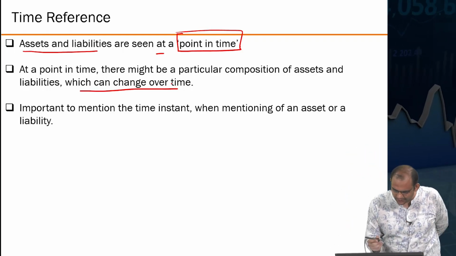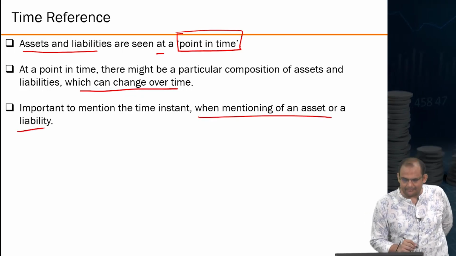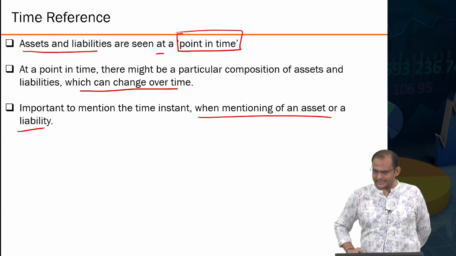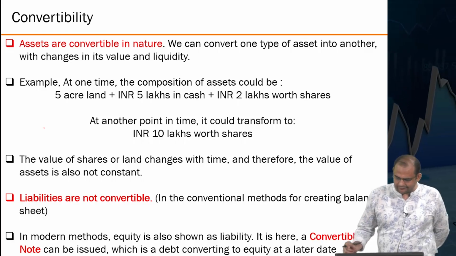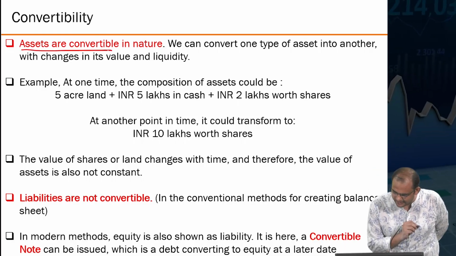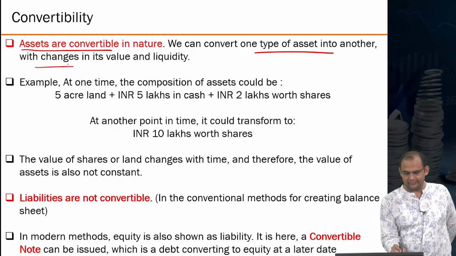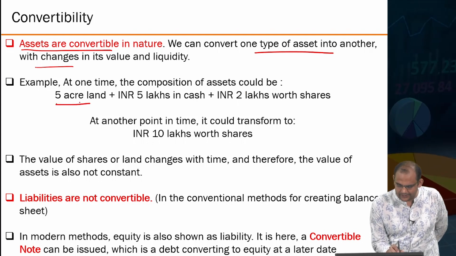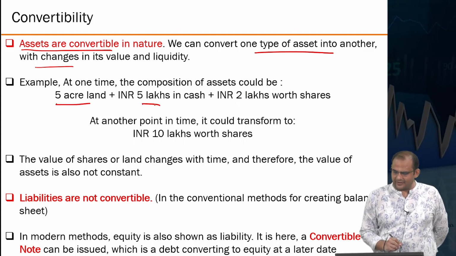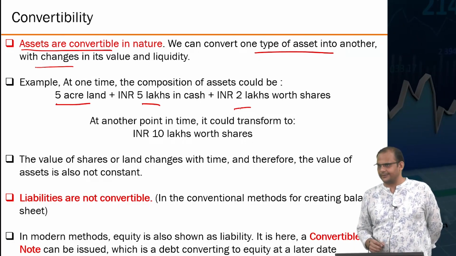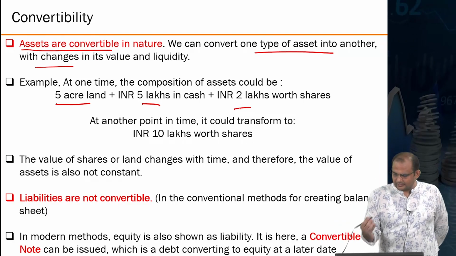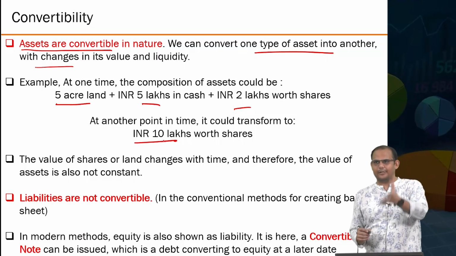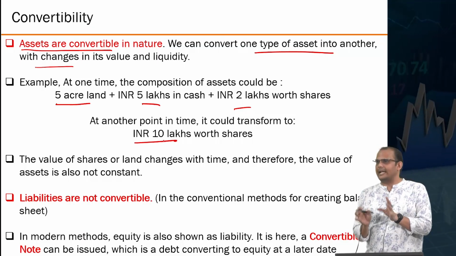So, whenever you are dealing with assets and liabilities, you need to define at what point of time in the company's life, or on what date, you are looking at these statements. I'll give you an example of convertibility. Assets are convertible in nature. We can convert one type of asset into another with changes in value and liquidity. For example, at any point of time, you as a company could have 5 acres of land, 5 lakhs in cash and 2 lakhs worth of shares that you might have bought as a company to invest. Later on, this could convert to 10 lakh rupees worth of shares. Maybe you sold the land and you bought shares with that money. All of these things can happen.